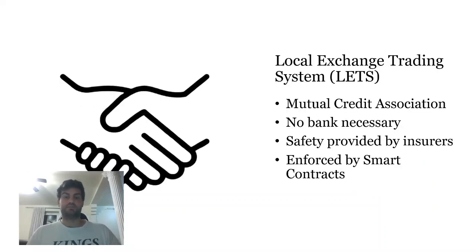Next, there's the concept of a local exchange trading system, or LETS, which is essentially just a mutual credit association which lets you take out loans without a bank. The safety of this is provided by insurers on the blockchain and is enforced by smart contracts. Essentially, it lets you take money out of a pool and use it as you want, as long as you return it later. If you default, it will be covered by the insurers.